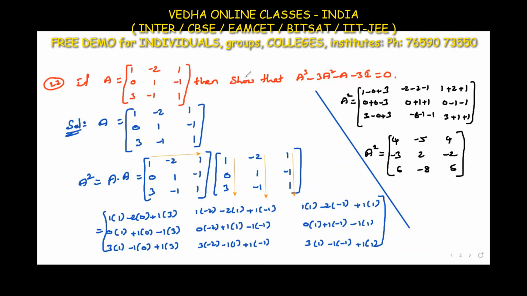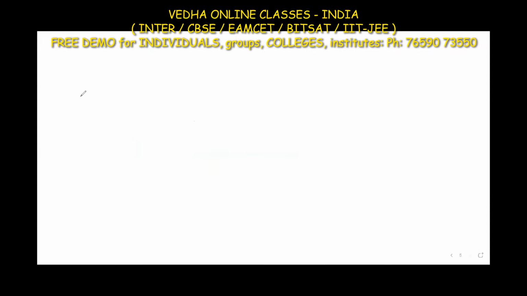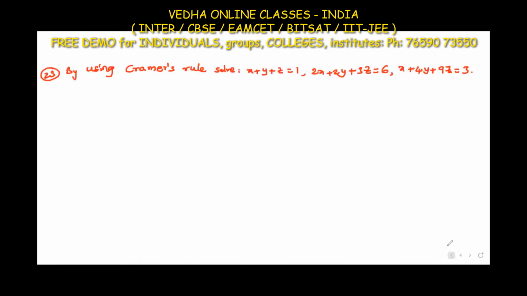We want A cube also. So how do we get A cube? We have to multiply the A square matrix with the A matrix. Just now we got the A square matrix, so right here itself, A square matrix into A matrix. What is the A square matrix?